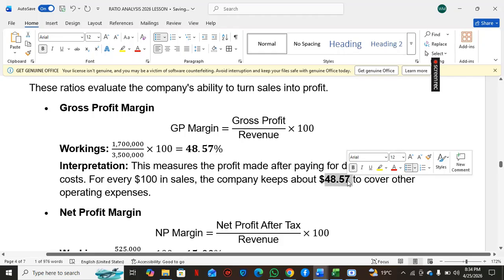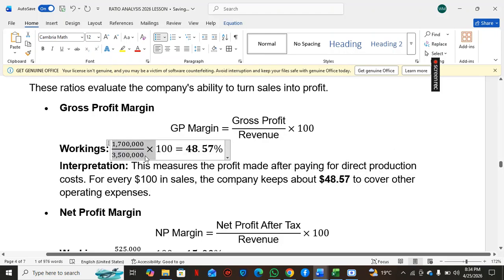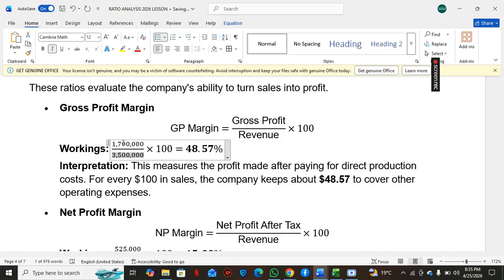Then the other way to look at it, out of this 3,500,000, which is the sales revenue, 48.57% of this 3,500,000 is gross profit. So if you do 48.57% of 3,500,000, you're going to get 1,700,000. That is gross profit margin.